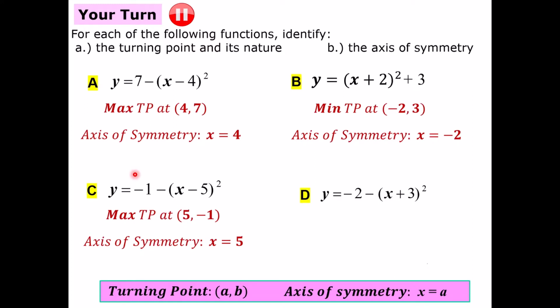And for D, we've got +3 here, change the sign to get A, which is -3, and we've got -2 as our B. And we've got a negative in front of our bracket, which means this is a maximum turning point. So we have a maximum turning point at -3, -2. A is -3, which means our axis of symmetry is x equals -3. So excellent work if you got all of those correct.